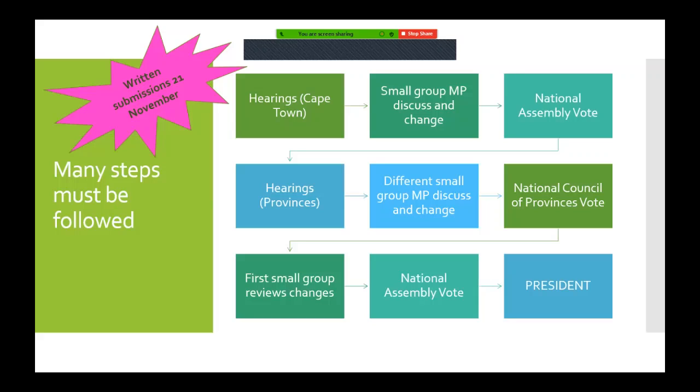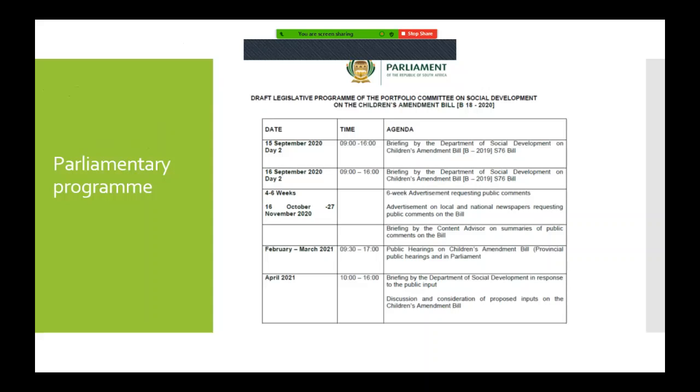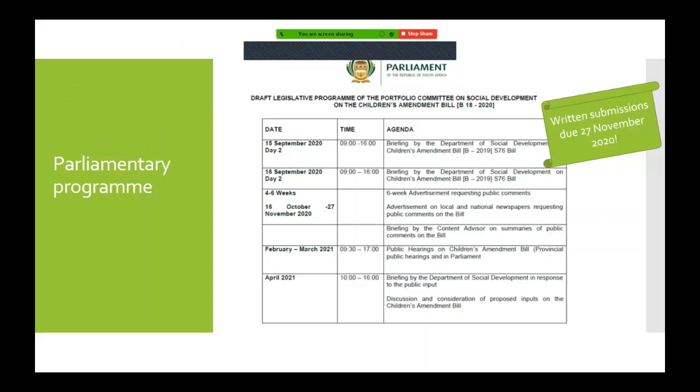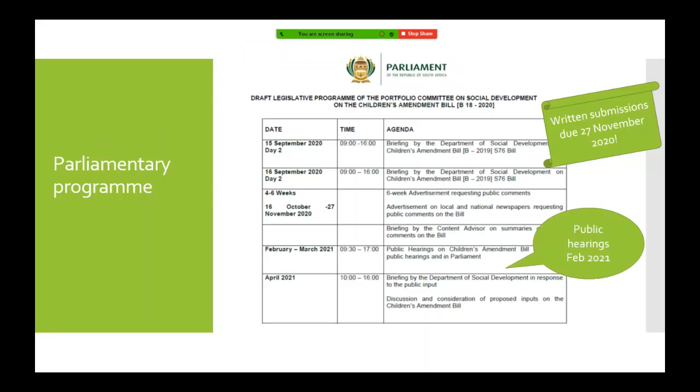Now, the submissions are due, that date's wrong, should actually be the 27th of November. So we've still got a good 4 weeks in order to be able to have discussions with your local youth forums or in your organizations, and be able to write your submissions and put together your proposals in order to change the Children's Amendment Bill. So here's the programme. They've had their briefings, they've started to talk about it. That's the correct date. The submissions are due on the 27th of November.